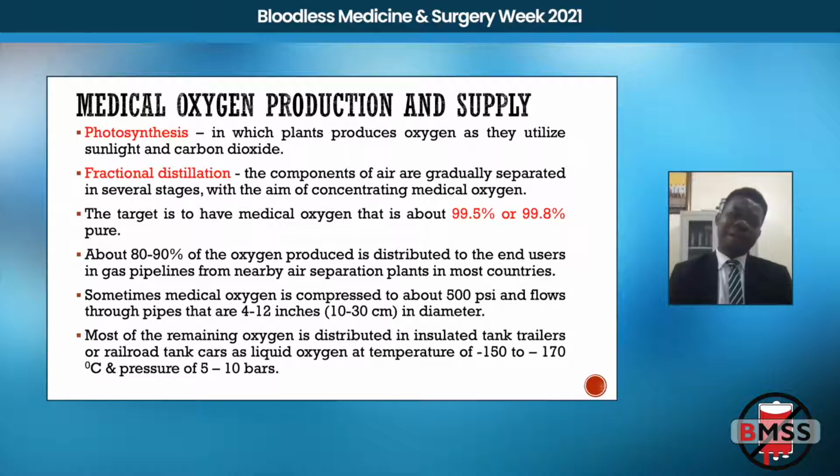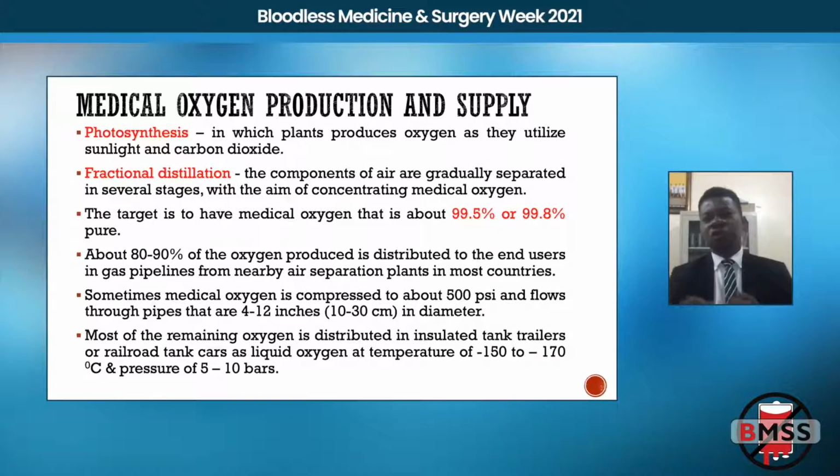Now, let's talk a little bit about medical oxygen production and supply. Photosynthesis is a natural way of producing oxygen. Plants make use of sunlight and carbon dioxide and liberate oxygen into the atmosphere. But industrially, oxygen can be manufactured through fractional distillation. During this process, oxygen is separated from other components of air and then concentrated to give us medical oxygen.